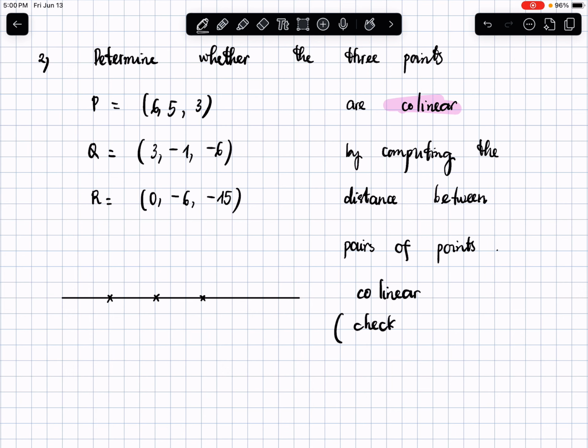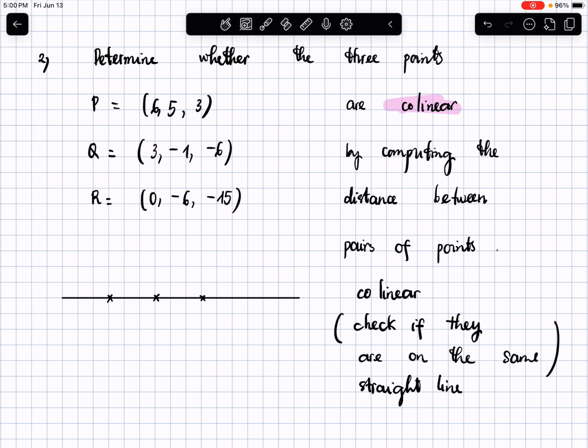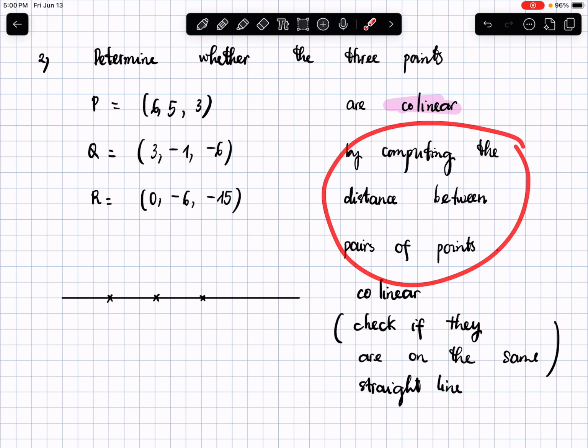Check if they are on the same straight line. Okay, so we need to do that. One method they gave here is by computing the distance between pairs of points.